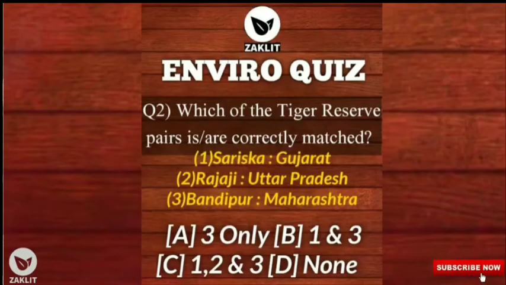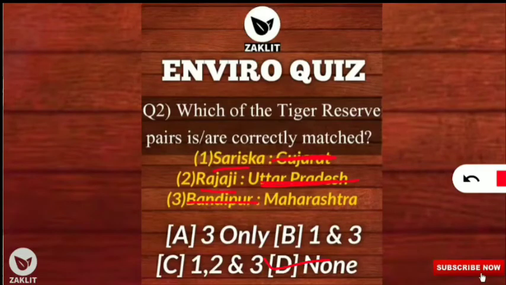So the second question was, which of the tiger reserve pairs is or are correctly matched? So among the three here, none of them is correctly matched. Yes, option D will be correct. None of them is correctly matched because Sariska Tiger Reserve is situated in Rajasthan, not Gujarat. Rajaji Tiger Reserve is located in Uttarakhand, not Uttar Pradesh. And Bandipur Tiger Reserve is situated in Karnataka. Yes, it is also not in Maharashtra, it is in Karnataka. So these three are very important tiger reserves also. Let's move on to the third question.